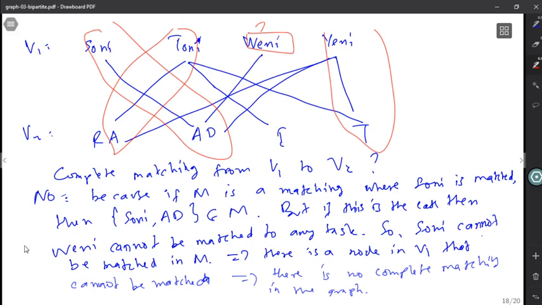All right, so let me stop here, and then in the next video we will look at a theorem that gives us a necessary and sufficient condition for the existence of a matching in a bipartite graph.